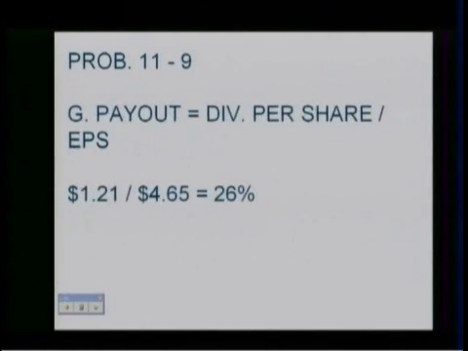In letter G, they ask us to calculate the dividend payout ratio. So what we're looking at there is the dividend per share divided by the earnings per share. In other words, we earned $4.65 a share. How much of that did they give us back in a dividend? Well, they gave us back 26% of it. So they kept 74% and gave the investors 26%.